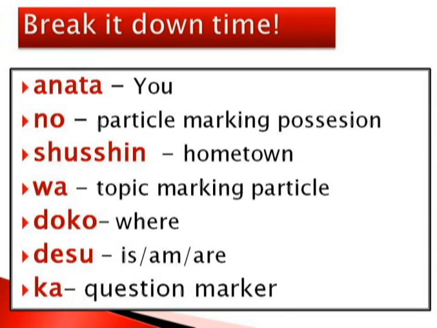Okay, it's break it down time, so we're going to take the sentence and break it apart word for word, starting with あなた, you. の. This is a particle which marks possession. 出身, hometown. は, this is a topic marking particle and it marks the topic of a sentence by coming after it. Doko, where. Desu. This is a copula which can mean is, am, or are. Ka. This is a question marker and all it does is it turns a statement into a question.